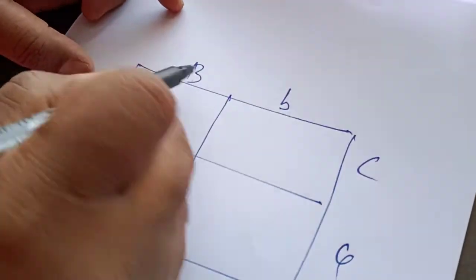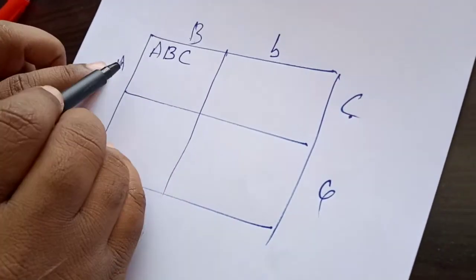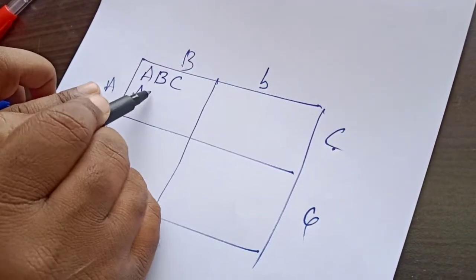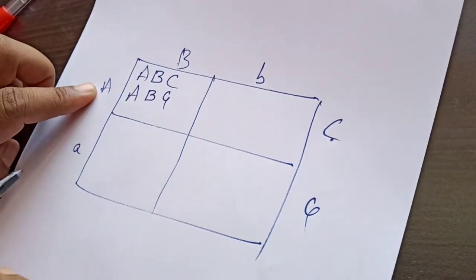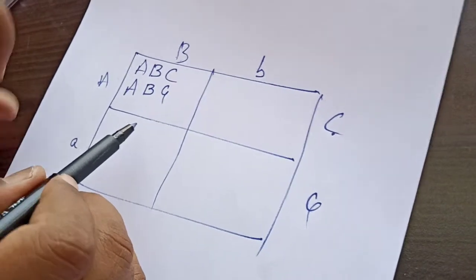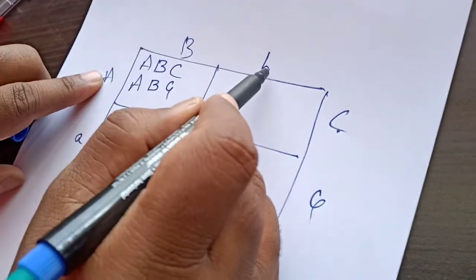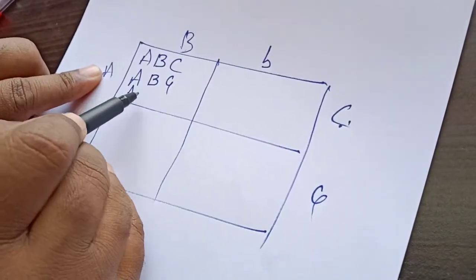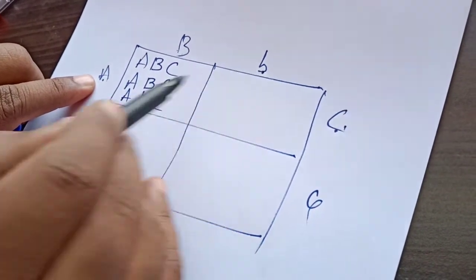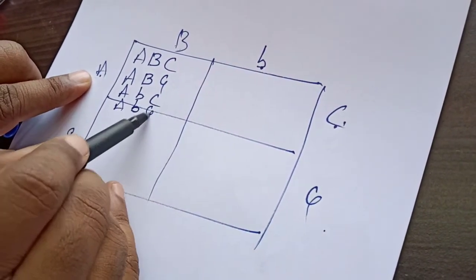See, 1, 2, 3: capital A, capital B, capital C. The second one is capital A, capital B, small c. Okay, like that you have to write. Now capital A, small b, capital C. Next is capital A, small b, small c, like this.